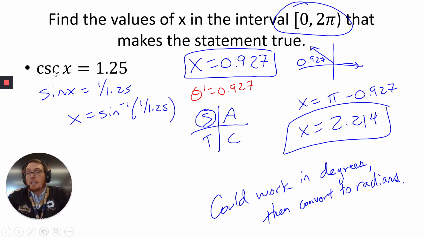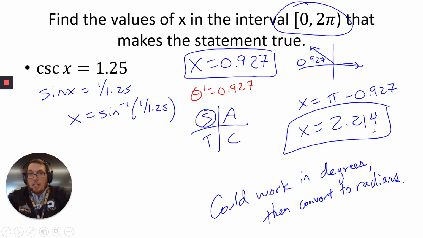The next one is cosecant. The rules still apply, you still flip it. So sine would be its reciprocal, 1 divided by 1.25. I do the inverse in radian format, and I get 0.927. That's also the reference angle. I found the answer in quadrant 1. Sine is also positive in quadrant 2. And to find the answer normally in quadrant 2, you would take 180 degrees minus the reference. Well, I'm in radian format, so instead of 180 degrees, I do pi minus the reference angle. And then I get 2.214.